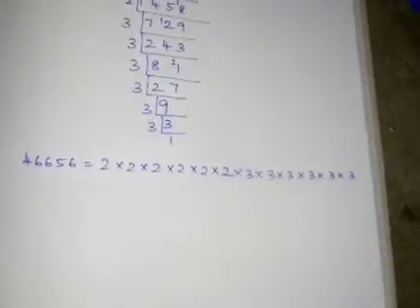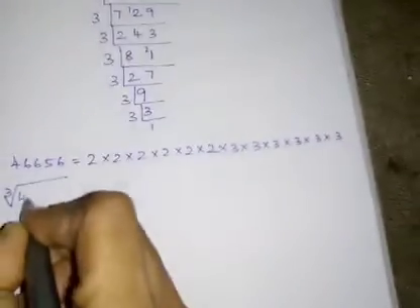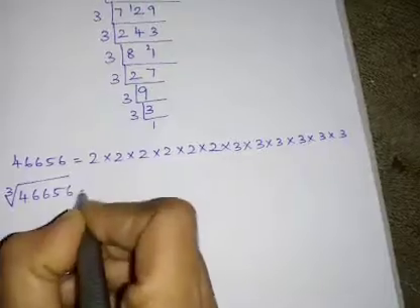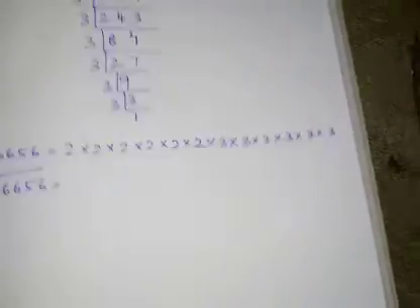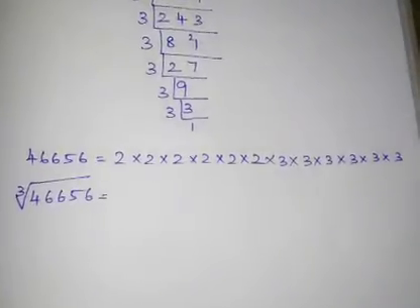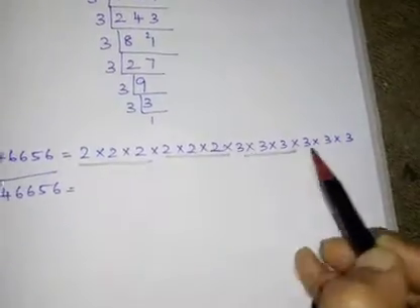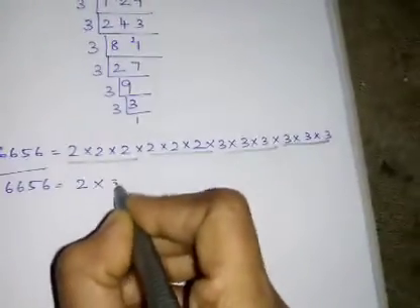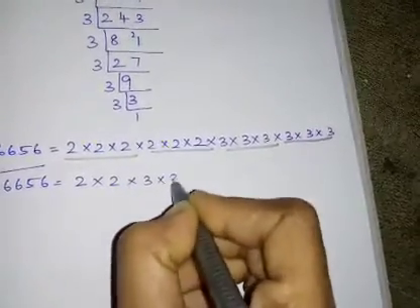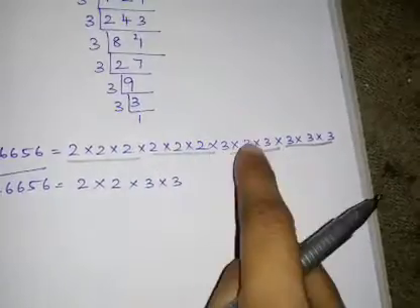Next, what we are supposed to do, we are supposed to find the cube root, right? 46656 is the cube root of this number. So when you are finding the cube root, how you will find it? You will arrange them in groups. 3 2s, 3 3s I have just arranged it. 2 into 2 into 3 into 3.